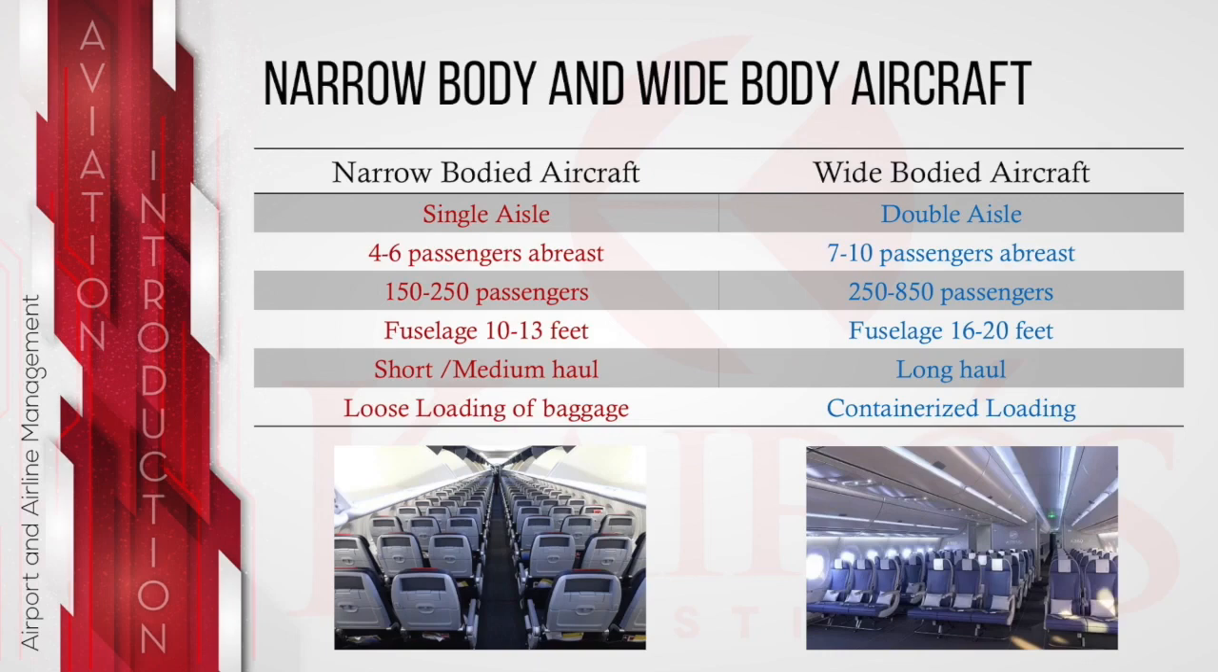When it comes to the loading of baggage and cargo on a narrow-bodied aircraft, it is loaded piece by piece, and in the aviation industry, we call it loose loading. When we move on to the wide-bodied aircraft, baggage and cargo are containerized. It is loaded into containers and pallets, which are called ULDs, Unit Load Devices. We will be discussing in detail the ULDs used for wide-bodied aircraft in the future.